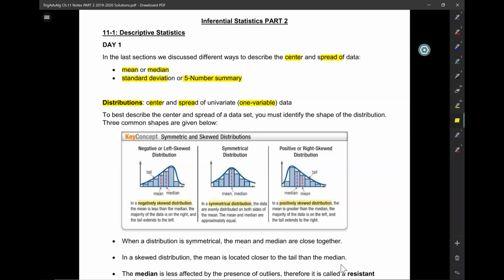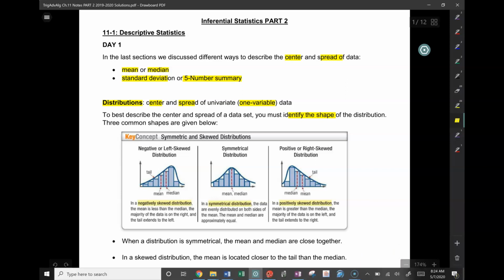When you do a distribution, you basically make a plot of the data and then you look at the shape of it. One such plot is the histogram that we've been doing. To best describe center and spread, what we have to do is first identify the shape of the distribution, right? Once you've done a histogram, you can see that not all histograms look the same. Here are 3 common shapes of a distribution, right? Again, a distribution is a graphical representation.